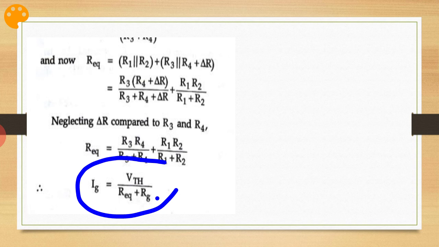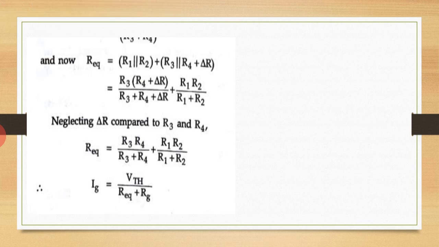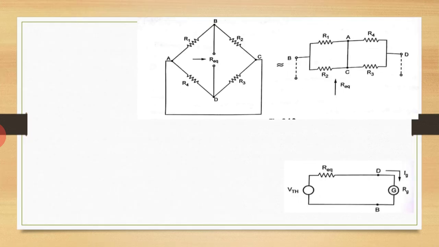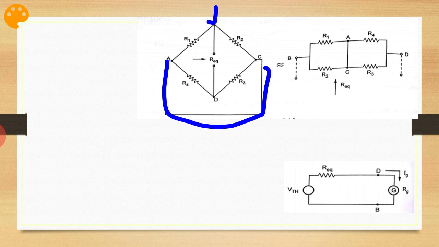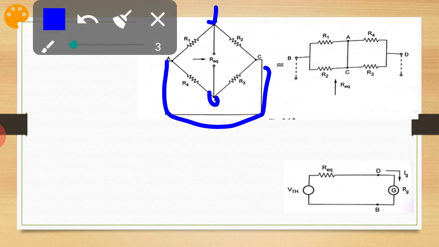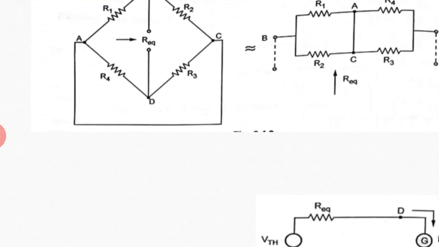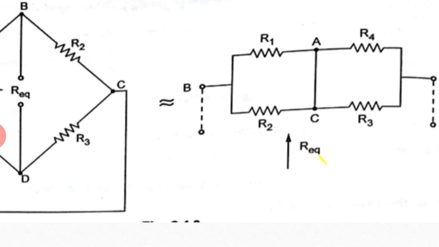Here, the next slide I will show you. This is the R equivalent by shorting the voltage source E, and looking into the circuit from the B and D points. So R equivalent will be obtained. In such a case, this figure becomes as shown here.